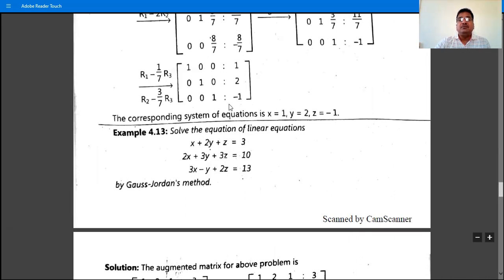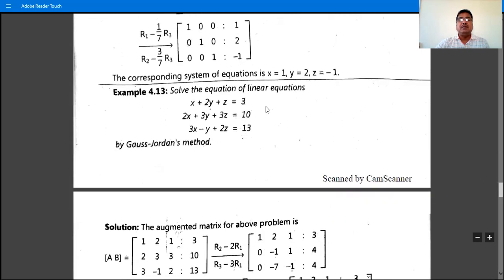Rewrite the equations from this matrix. So 1 into x plus 0 into y plus 0 into z, that is x is equal to 1. Then 0 into x plus 1 into y plus 0 into z means y is equal to 2. And lastly, 0 into x plus 0 into y plus 1 into z means z is equal to minus 1. So we have the solution by the Gauss-Jordan elimination method.